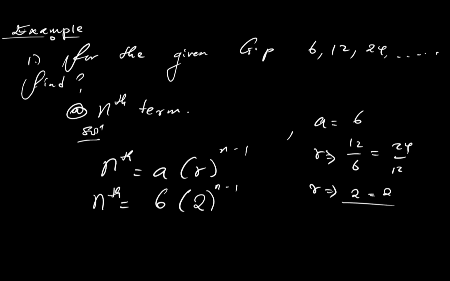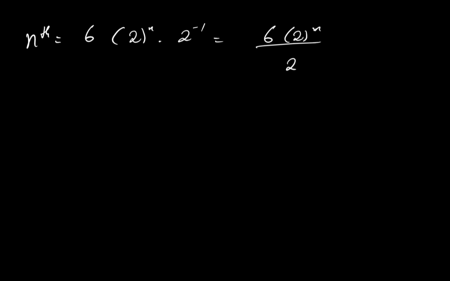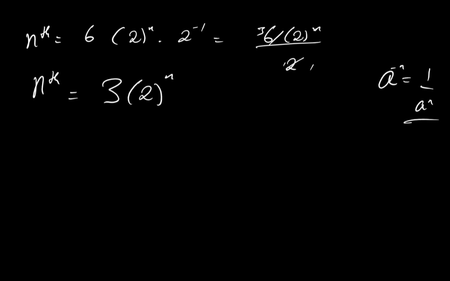Now basically we can leave our answer here, but it would be a bit unprofessional to do that. So let's apply the index properties. This would be 2 to the n times 2 to the minus 1. We can always change this to 6 times 2 to the n, divided by 2. Because having a negative power, say a to the minus n, is the same as 1 over a to the n. So if I reduce this, 2 into 6 is 3. Therefore, the nth term in this particular geometric progression is 3 times 2 to the n.